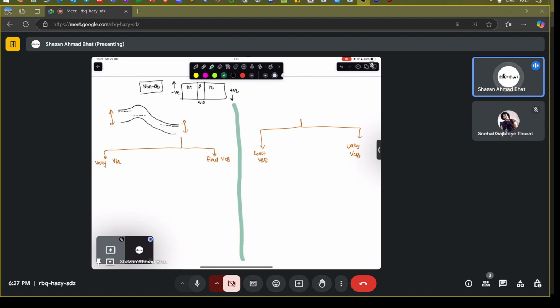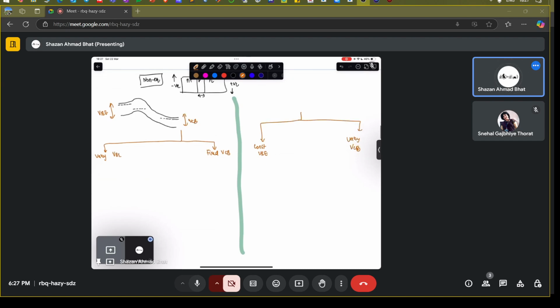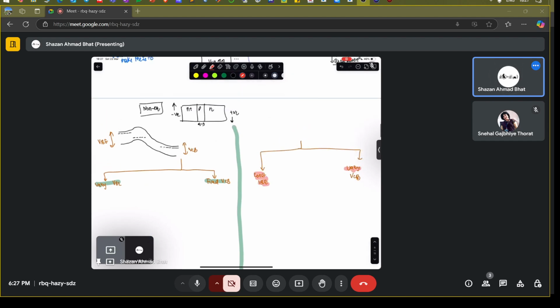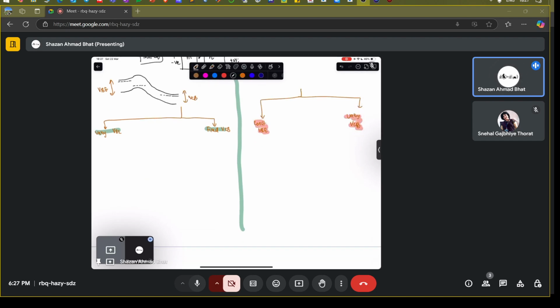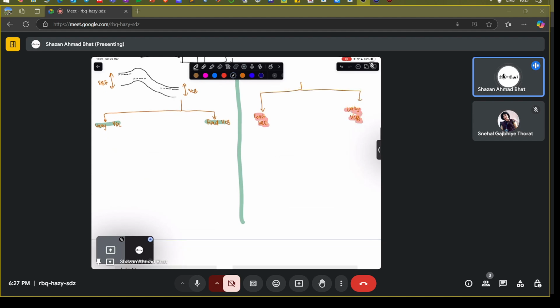The VCB is the voltage at this end, and the VBE is the voltage at this particular end. These are the cases we will be talking about, two different cases. So what is going to happen? First of all, let's talk about when we vary VBE and keep VCB constant. We are talking about this particular case.